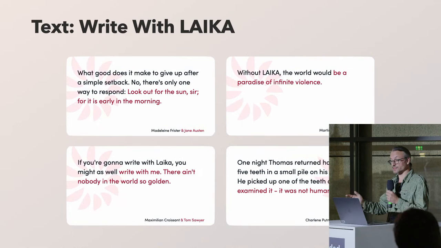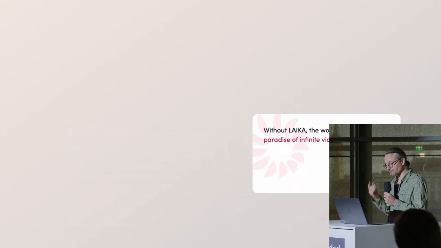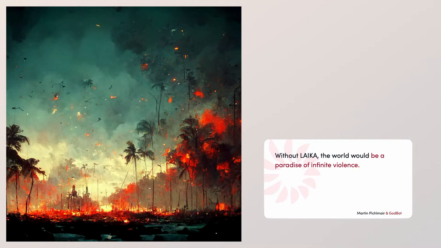So these were all done with my tool that we're just making, which is a pure text basis for writers. But you can feed what the machine has created, as a co-creation between a writer and an artificial intelligence, to an image generation network, and then suddenly you get this paradise of infinite violence, which is a very good sentence. It makes no sense, but it's a very good sentence, isn't it? I mean, I wish I could come up with that. I came up with the first half.